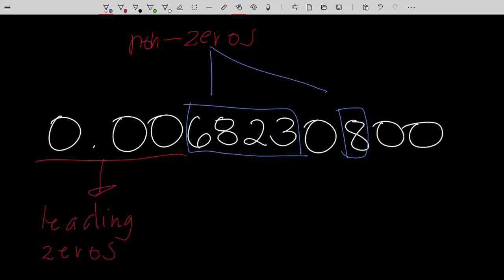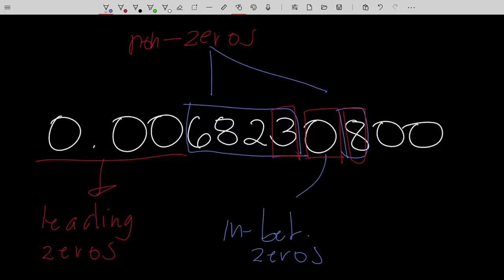Now let's talk about your in-between zeros. In-between zeros are zeros that are located in between two non-zeros. For example, your zero here is located in between two non-zeros, which are 3 and 8. So this zero is an example of your in-between zeros.